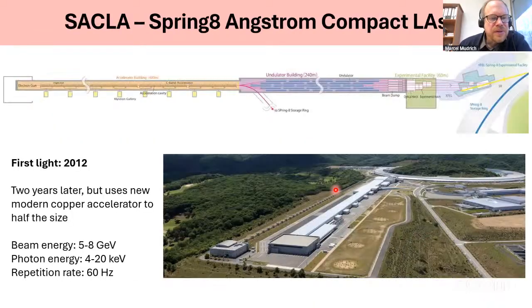Then, 2-3 years later, another free electron laser came online. That's the SACLA facility in Japan, which is based on more modern accelerators that are more compact. But as far as I know, the beam properties in terms of beam energy and photon energy range are quite comparable to LCLS. The rep rate is 60 Hertz, while LCLS goes up to 120 Hertz, and nowadays even higher.